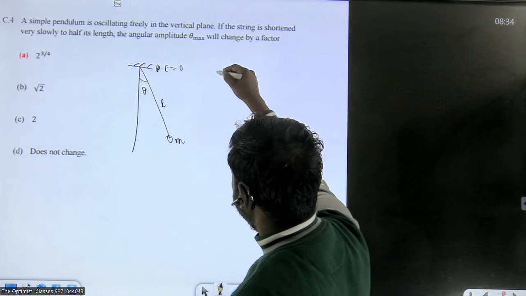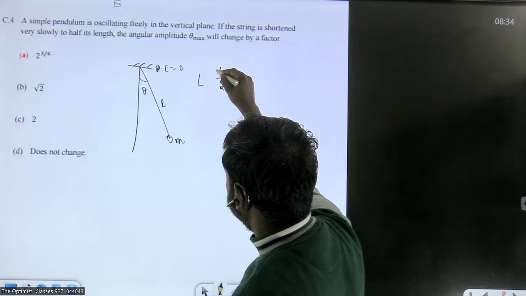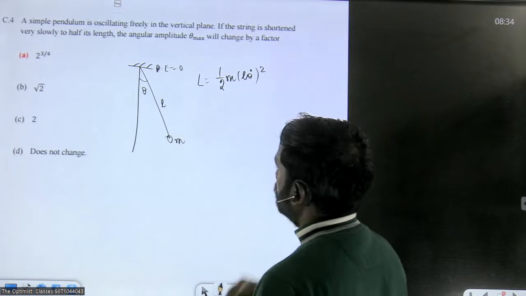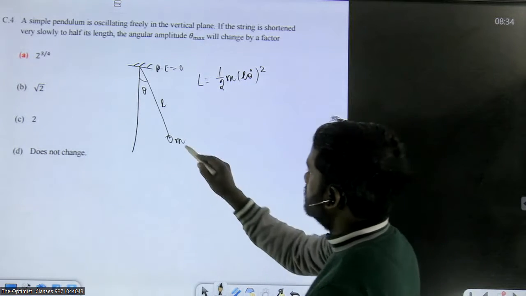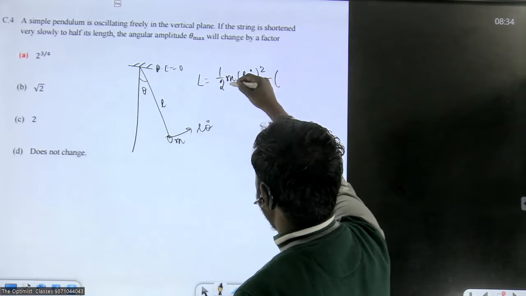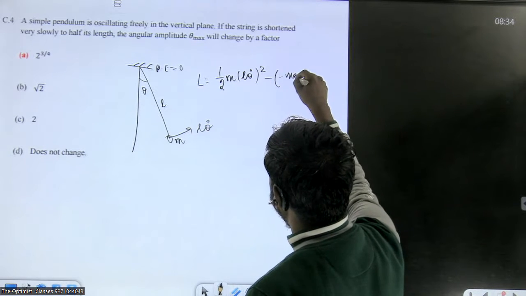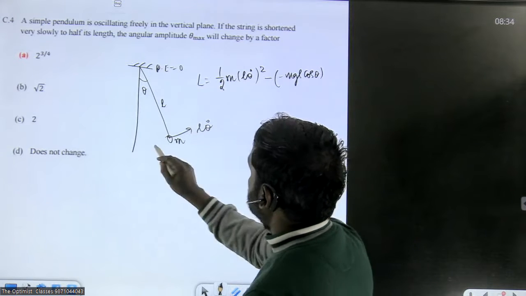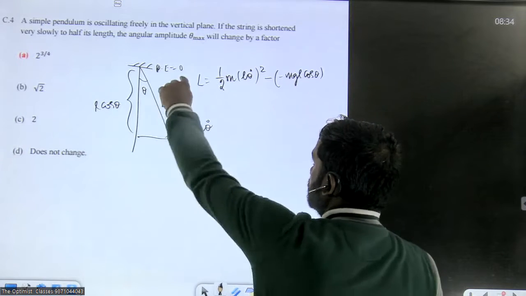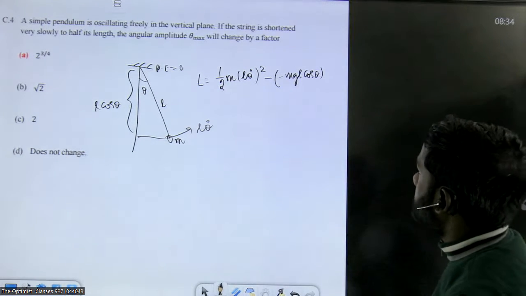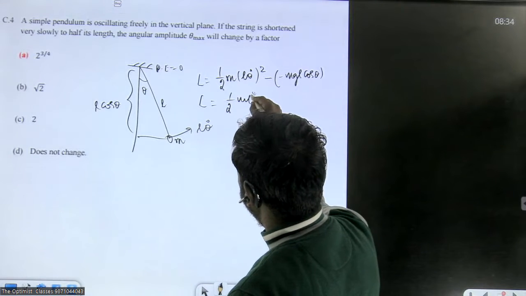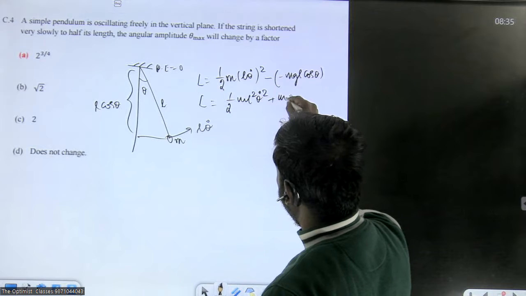If you want to write the Lagrangian, you will get kinetic energy, which is half m v square, and velocity is L theta dot, omega basically. So you get half m v square, and kinetic energy minus potential energy we are writing, that will be minus mgl cos theta. This depth is actually L cos theta. We have taken the reference level here, so that's why potential energy is minus mgl cos theta. So the Lagrangian is half m L square theta dot square plus mgl cos theta.